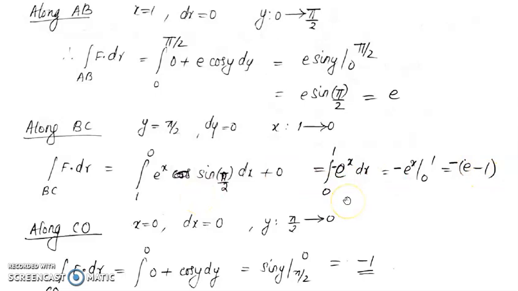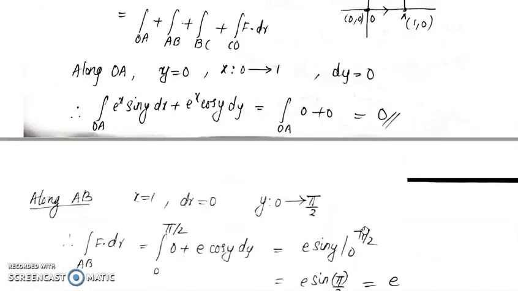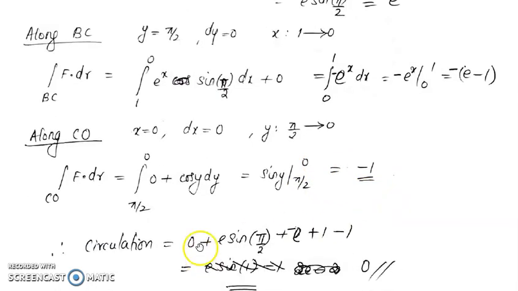Now along CO, x is fixed. So x is 0 and y varies from pi by 2 to 0. So along CO you will get dx equal to 0. So the integral is the integral from pi by 2 to 0, the other term 0, of cos y dy. So you will get sin y from pi by 2 to 0. So the value is minus 1. So on adding all the values, you are going to get 0. So that is the value of circulation.